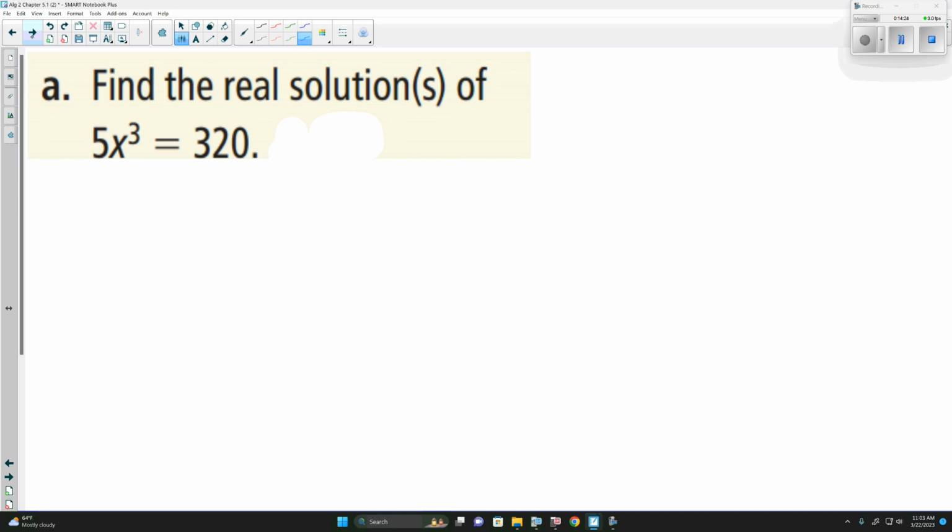So here we have 5x cubed is equal to 320. So the first thing we need to do is get the x cubed by itself. So we would divide by 5.